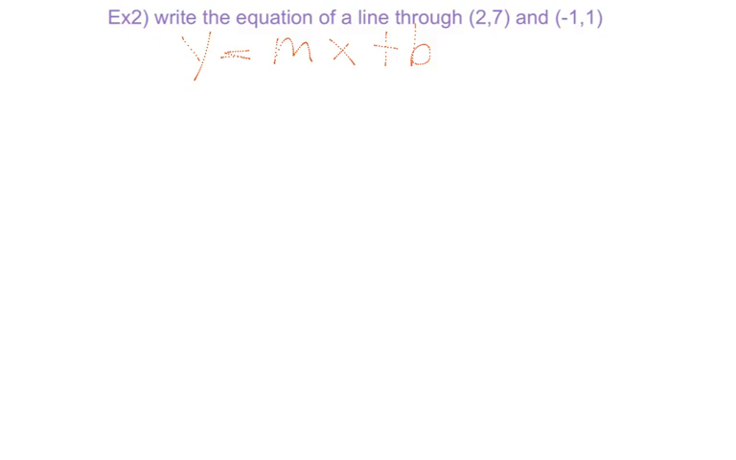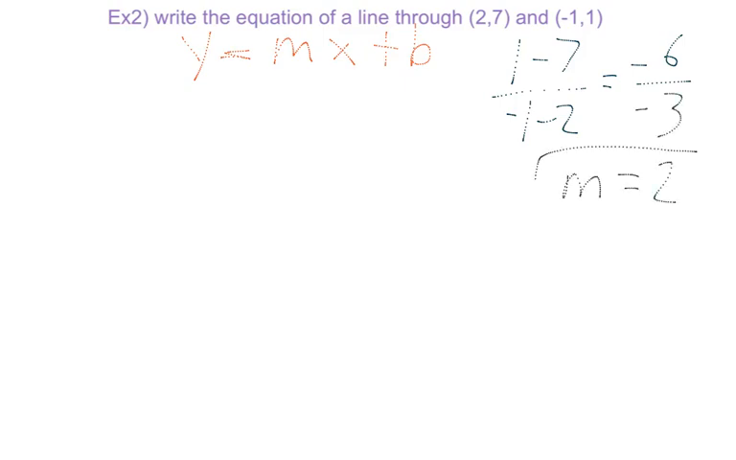So it's y minus y over x minus x. So it's going to be 1 minus 7 over negative 1 minus 2. That's negative 6 over negative 3. That means my slope is 2, or 2 over 1, but I'll just keep it as 2 to be simple. So I know then that my equation is going to be y equals 2x plus some b. I've got to find that b.